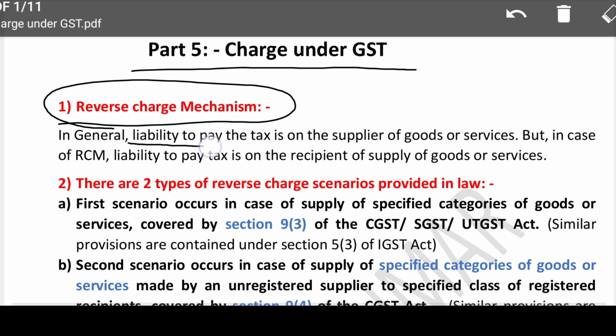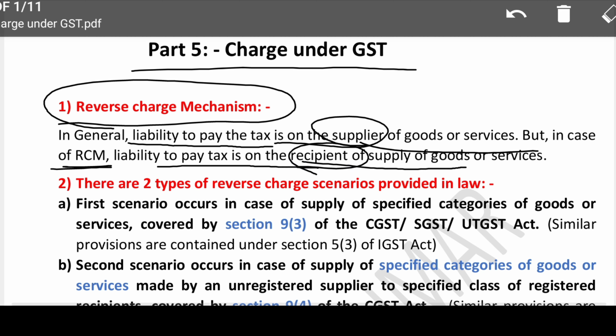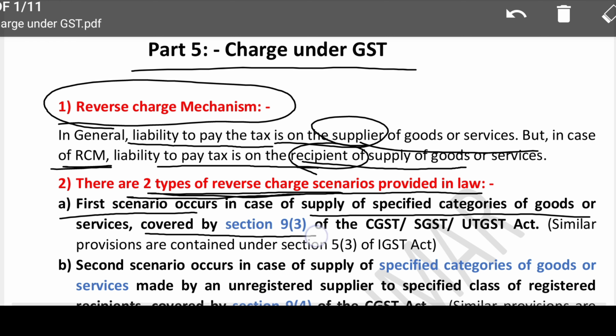In general, the liability to pay GST is on the supplier of goods or services. But in case of a reverse charge mechanism, the liability to pay tax is on the recipient of supply of goods or services. There are two types of reverse charge mechanism scenarios on which RCM is applied. The first scenario is specified goods or services covered under section 9 subsection 3. And the second scenario is in case of a supply of specified category of goods or services made by an unregistered supplier to the specified class of registered persons.